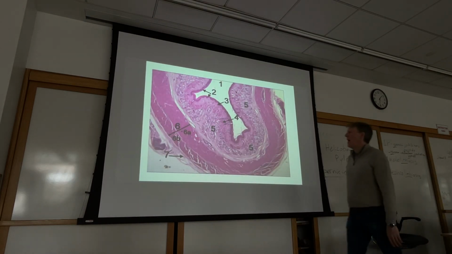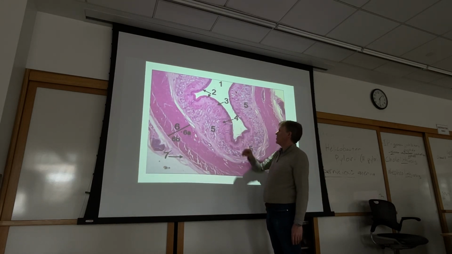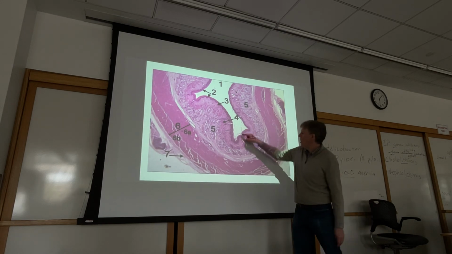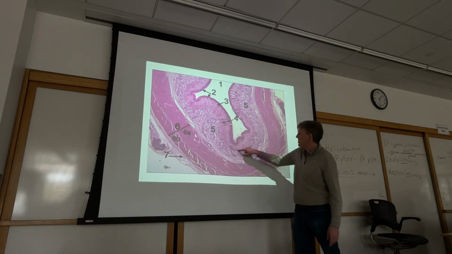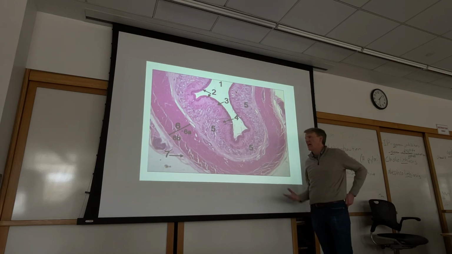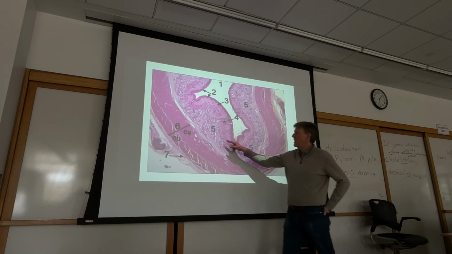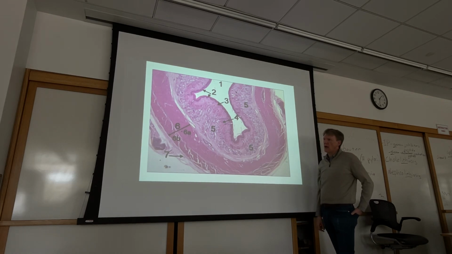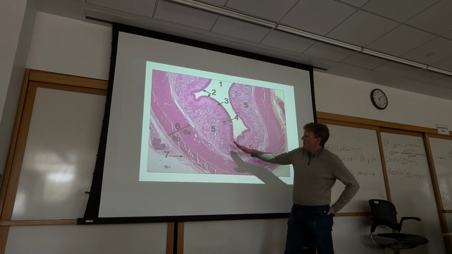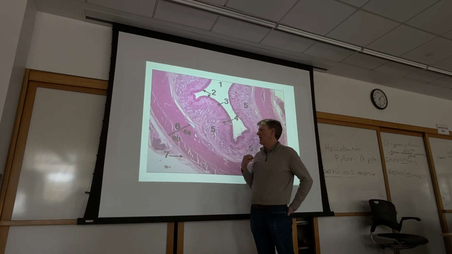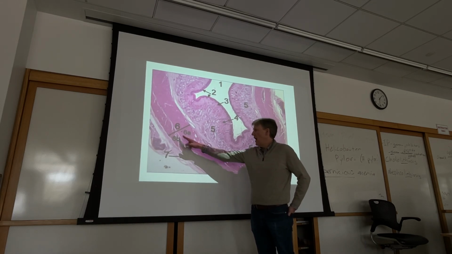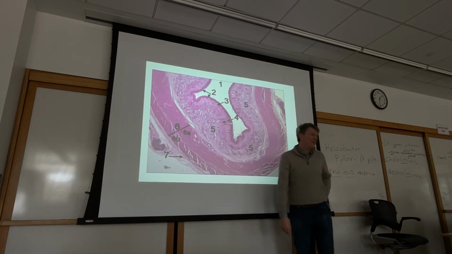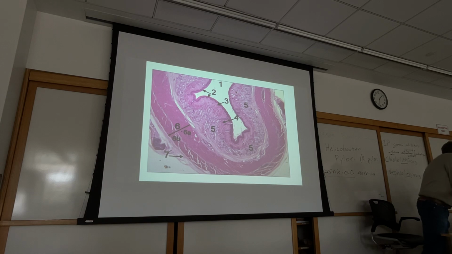One more, why not? There's the stratified squamous. Number 3 would be the lamina propria. Number 4, a little bit darker staining, is the muscularis mucosae. Number 5 is the submucosa. Here it's a little less boring. They've actually got a bunch of glands in this particular specimen. So all those little circular things are submucosal glands. Then you've got the muscularis layer. 6A would be the circular sublayer, 6B would be the longitudinal sublayer, and then 7 out there would be the adventitia.